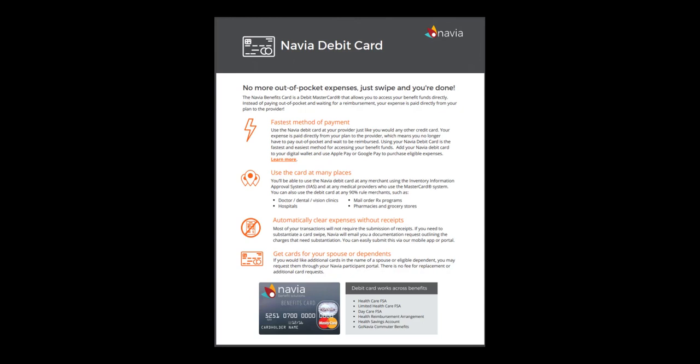If documentation is not received within 75 days, the debit card will be suspended temporarily until proper documentation is received, at which point the suspension will be lifted. Participants can still submit manual claims for reimbursement via the online participant portal or mobile app during the suspension period. Also note that Navia offers a single card solution. For employers offering multiple benefits tied to the debit card, participants can access their full suite of benefits using one single card.